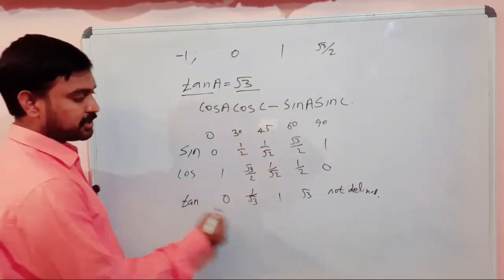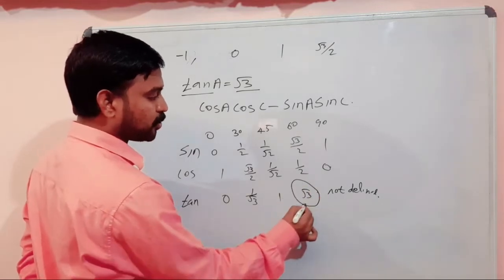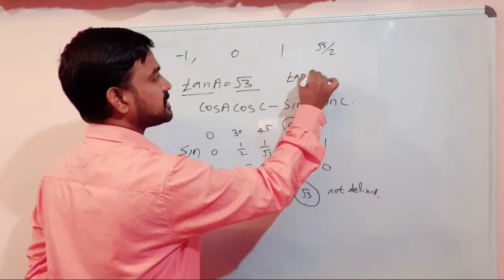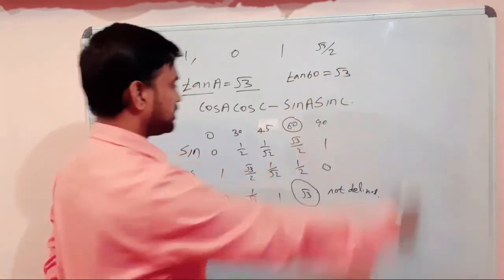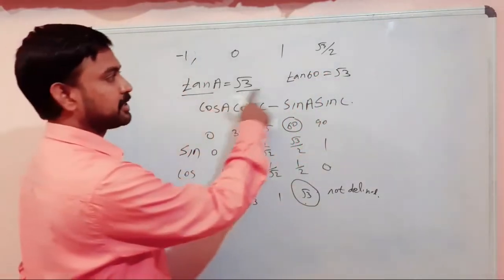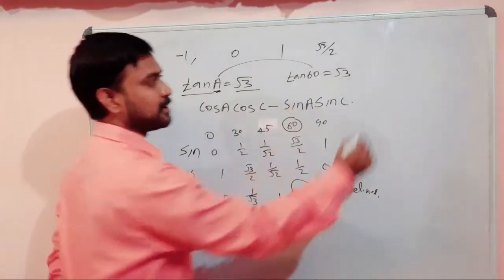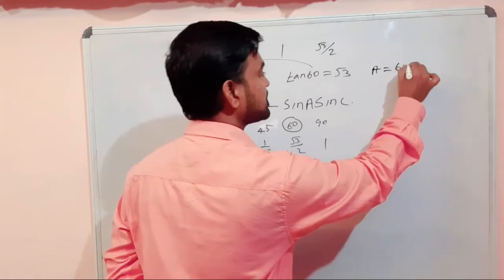Tan A is equal to root 3 means the tan value becomes root 3 when the angle is 60. So we can write that tan 60 is equal to root 3, which we studied. So tan A is equal to root 3, tan 60 is equal to root 3. So the angle is equal to 60 degree. So we can say that A is equal to 60 degree.